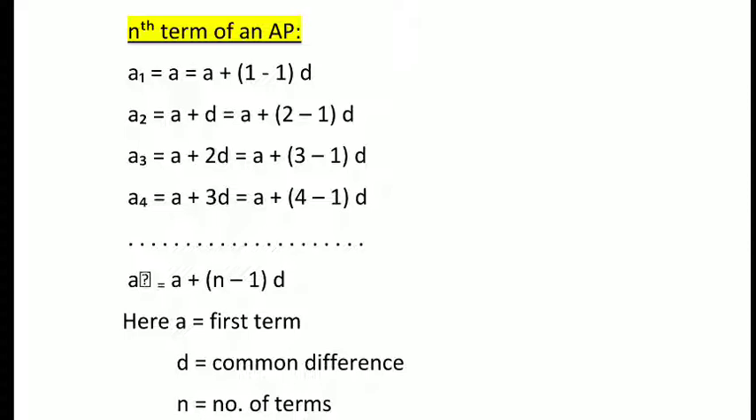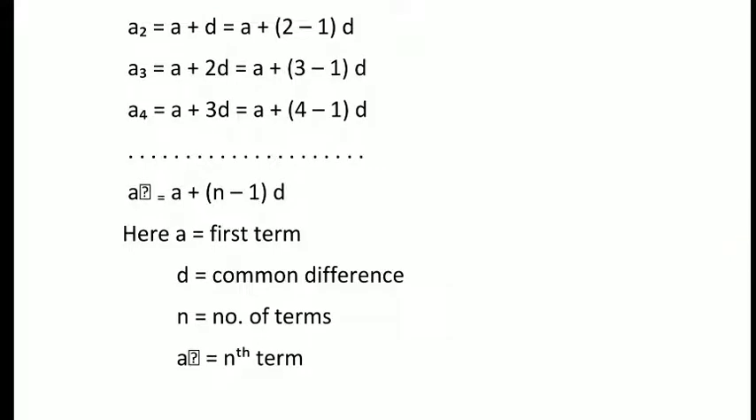So if you follow the pattern, you can find the nth term. If 1, then 1 will come. The second term, 2 will come. The third term, 3 will come. The fourth term, 4 will come. If you place n in place of 4, 2, 3, 1, then the nth term an is equal to a plus n minus 1 into d. Since we are going to find the nth term, in place of 1, 2, 3, 4, here n will come. I think we understood. So this is the main general formula for the nth term of an AP.